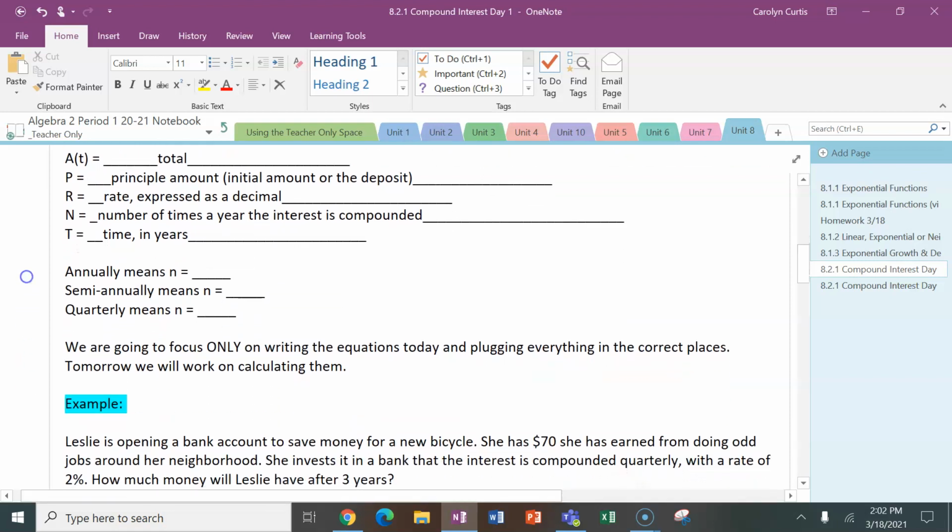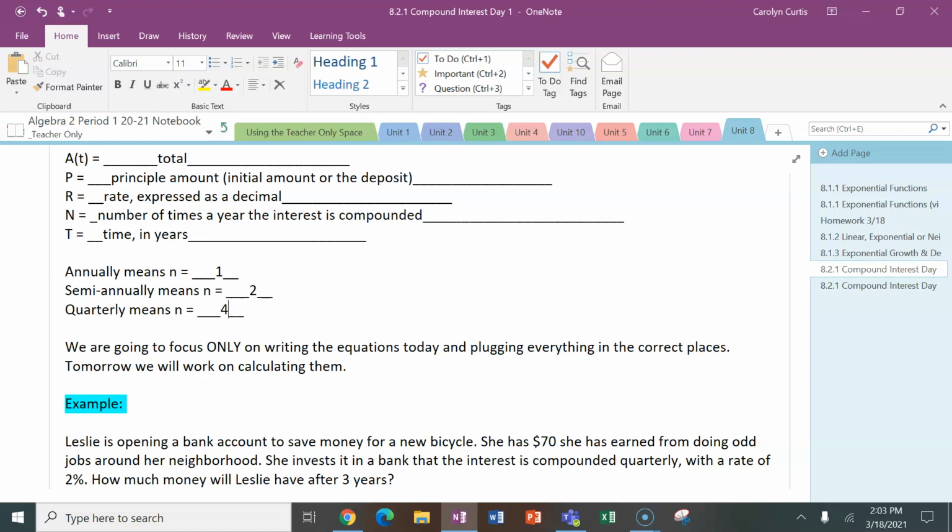Some other important pieces of vocabulary: annually means that it's compounded once a year, so N is 1. Semi-annually means it's compounded twice a year, so N would be 2. And quarterly means it's compounded 4 times a year, so N would be 4. Today we're only going to look at writing the equations and plugging everything into the right place. Tomorrow we're going to work on calculating them.